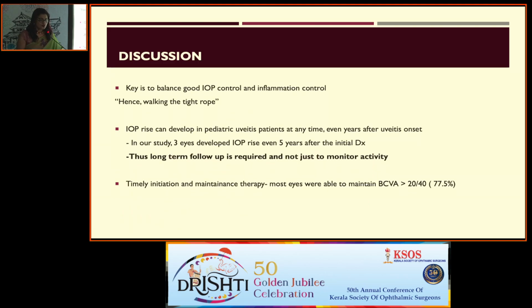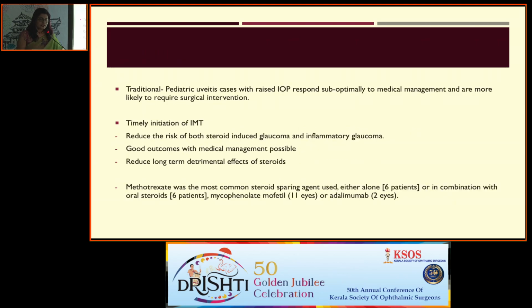So the key is to balance good IOP control and inflammation control, and that is by walking the tightrope. One thing that we found in our study is that 3 eyes developed IOP rise even after 5 years after initial diagnosis. So on long-term follow-up, these patients can also develop raised IOP. With timely initiation of maintenance therapy, most of them were able to maintain good visual acuity. In our study, the number of patients who required surgical intervention was less compared to other studies, and the reason is that immunomodulatory therapy was initiated earlier, which reduced both steroid-induced glaucoma and inflammatory glaucoma.